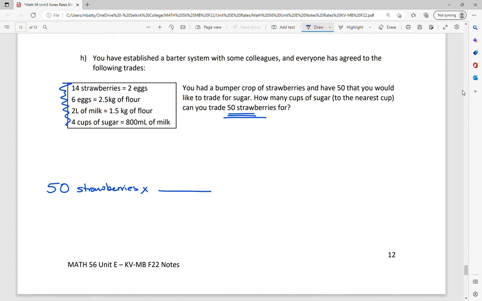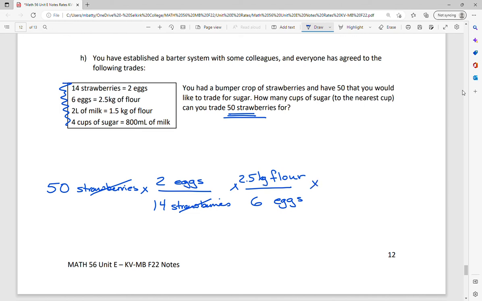Okay, so if I have strawberries, I can convert them to eggs. 14 strawberries would give me 2 eggs, right? Just looking at the unit, the math will follow. The strawberries are canceled. Now I have, in the currency of eggs, I can trade eggs for flour. Eggs would go down below and flour would go on the top. It's 6 eggs gives me 2.5 kg of flour. All right, so eggs are gone. Now I have flour.